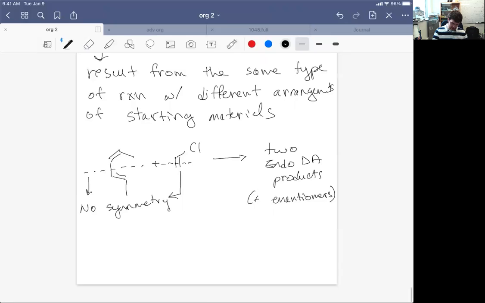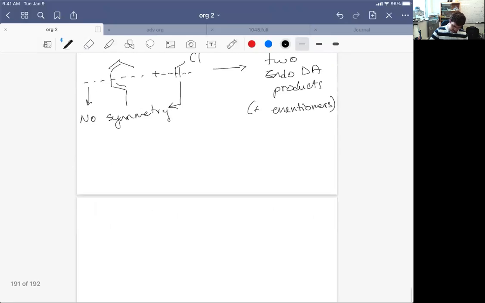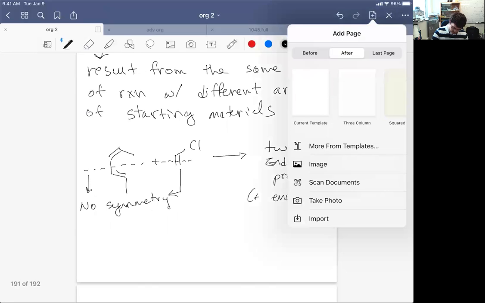Now what this looks like is we're going to have an example where, gosh, sorry, I'm going to just make a bunch of pages quick.